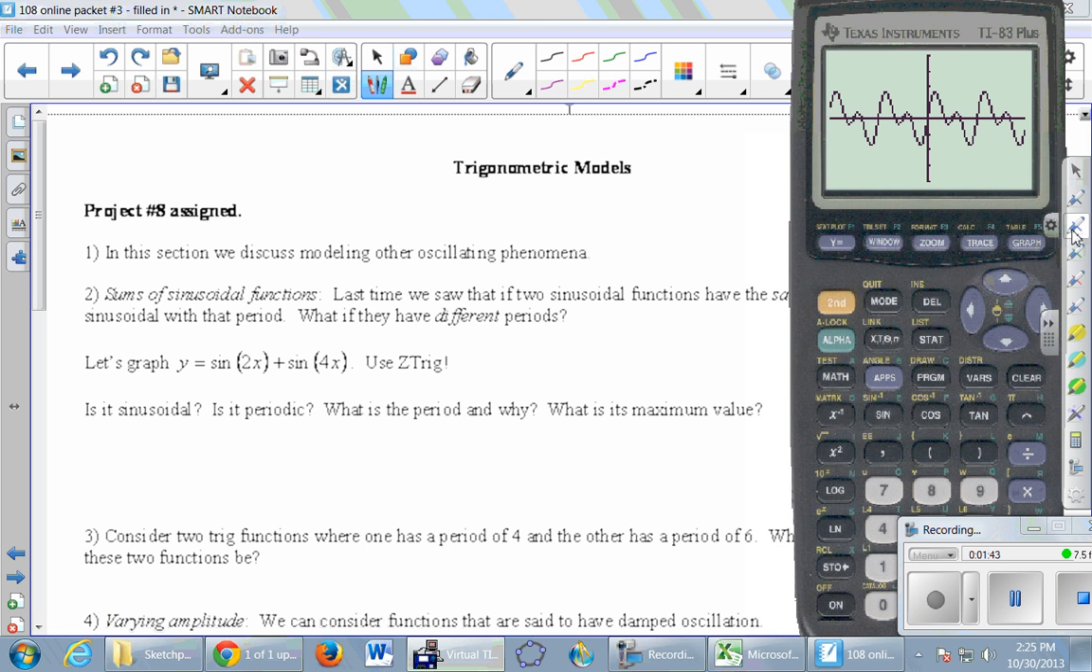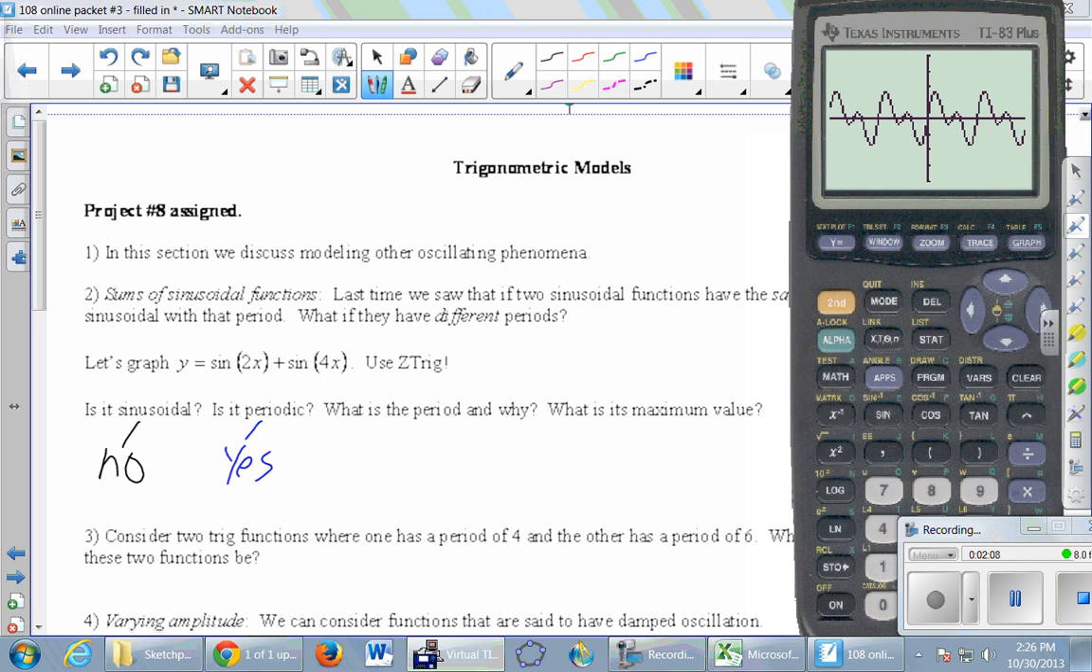Next question, is it periodic? So periodic, remember, just means that it repeats. So does this function repeat? And the answer is, yeah, it does. I haven't seen this exact behavior before, but it sure looks like from here over to here is one copy that we see over and over again. Here to here looks the same as it did here to here. So is it periodic? Yes, it is.